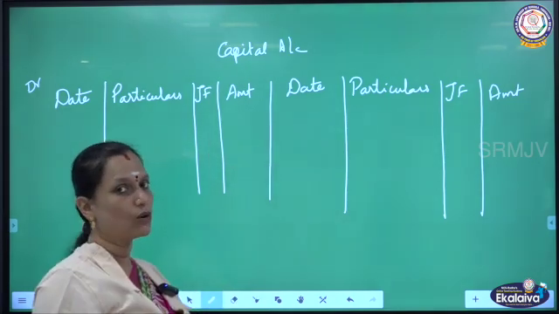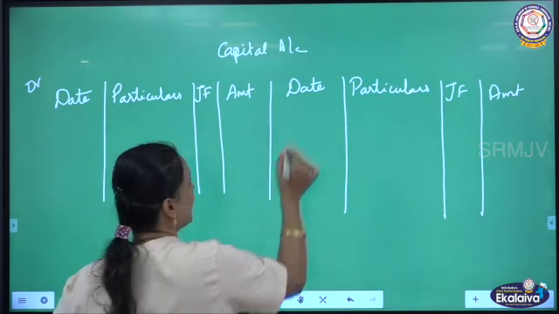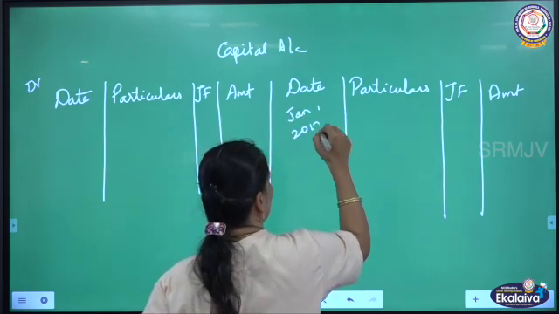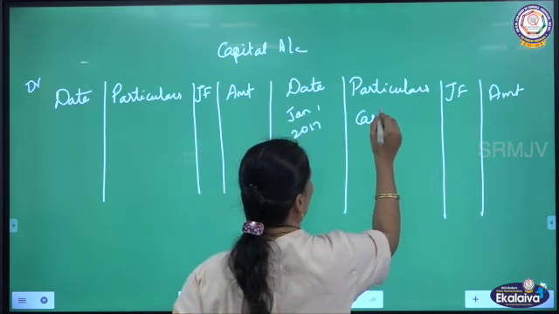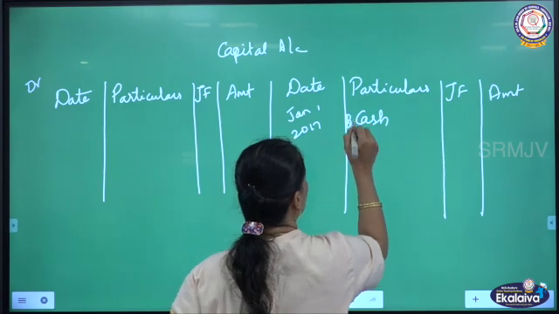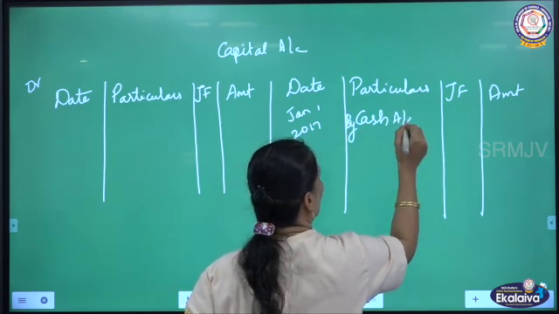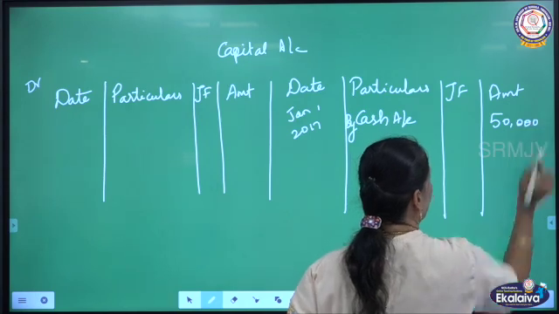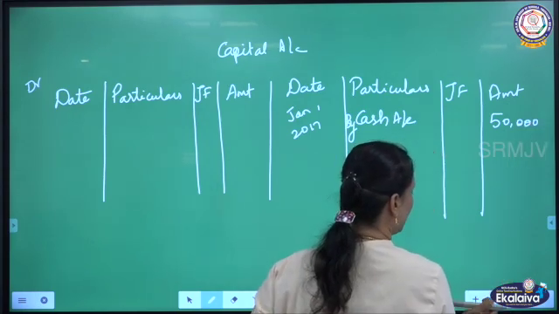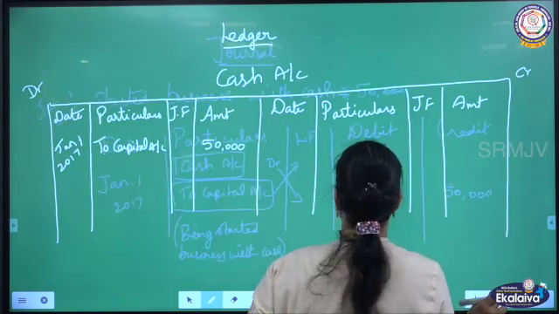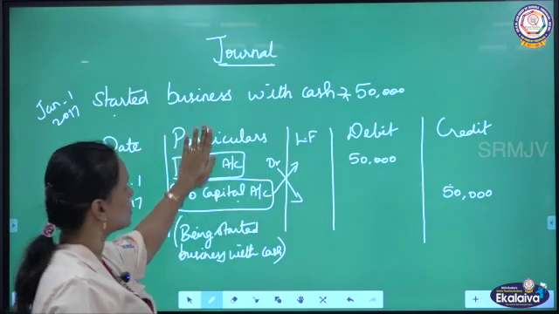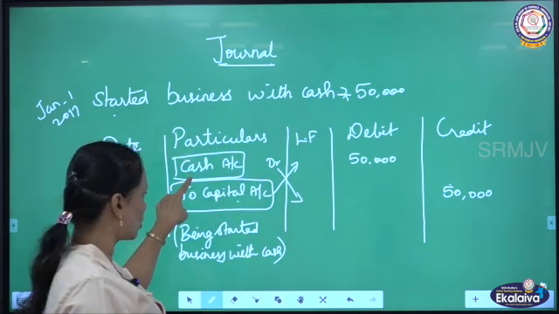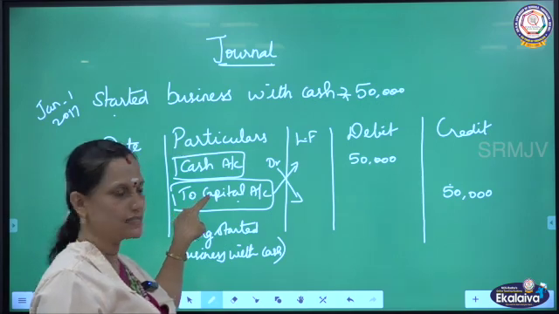In capital account, what I should do, no? In date January 1st 2017, by cash account, how much? 50,000 I should write here. Do you understand children? Wait, I will explain you. See here in journal what we did? Cash account debtor to capital account, isn't it?